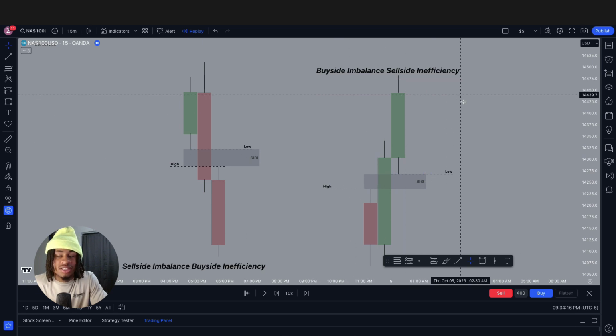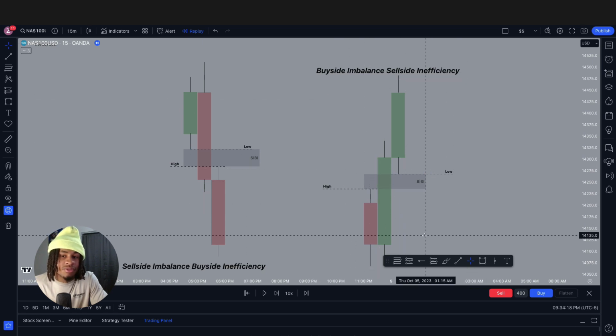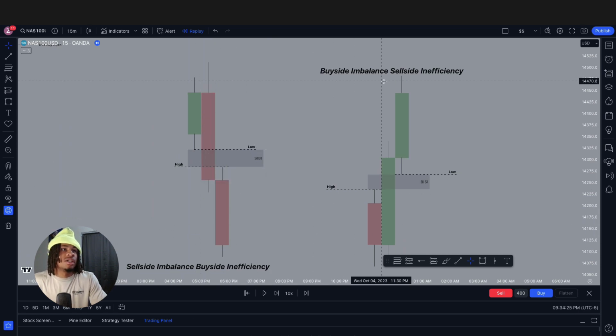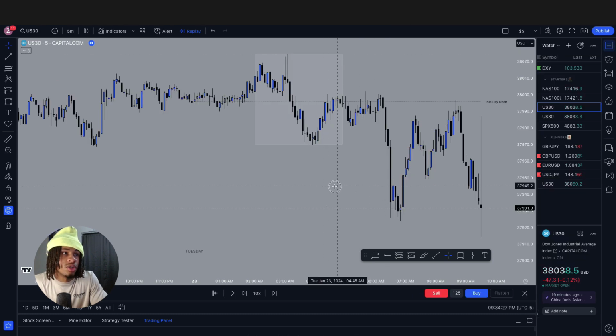On the buy side imbalance, sell side inefficiency, we want to see a bearish block before the fair value gap. On the sell side imbalance, buy side inefficiency, we want to see a bullish block before the fair value gap. Now I'm going to jump into my charts. I'm going to show you guys this as well real quick.